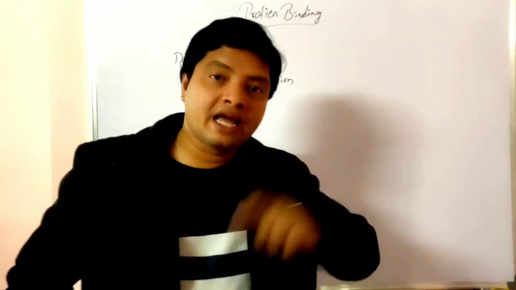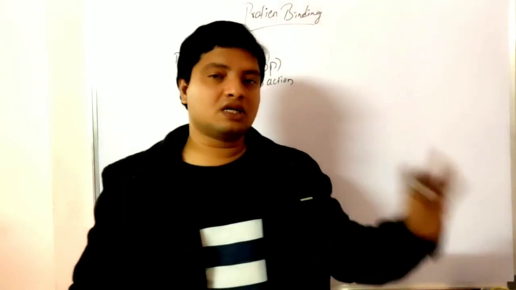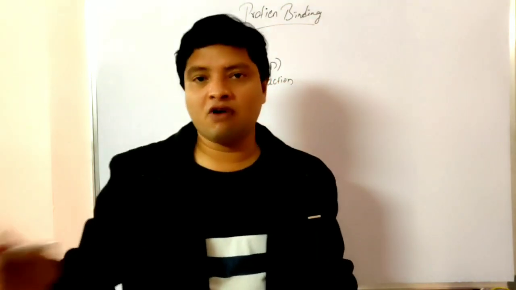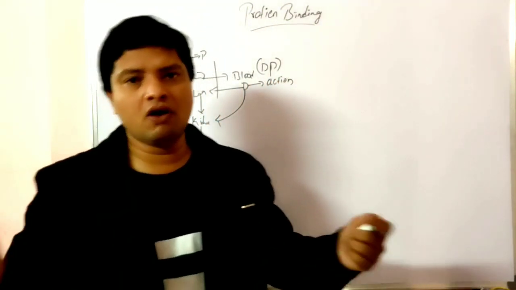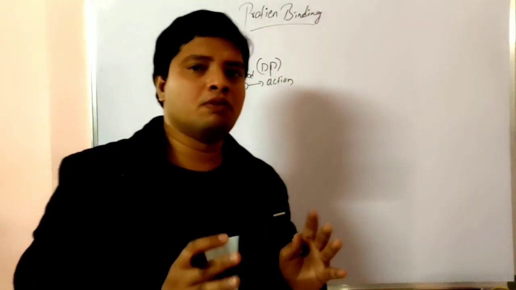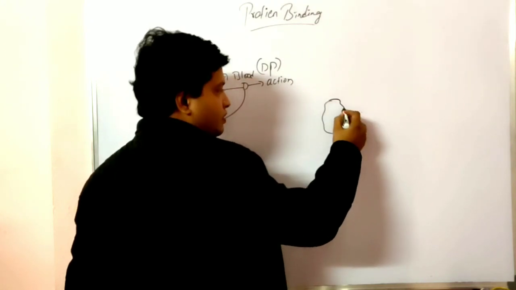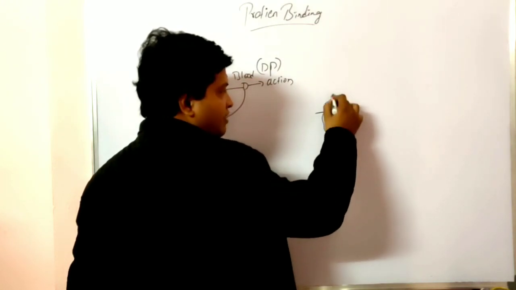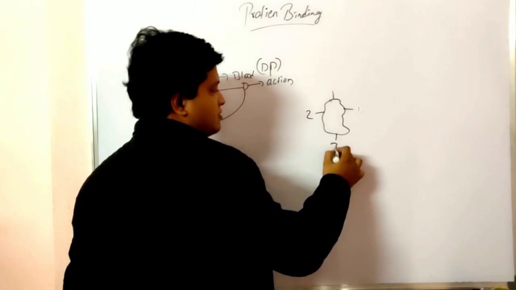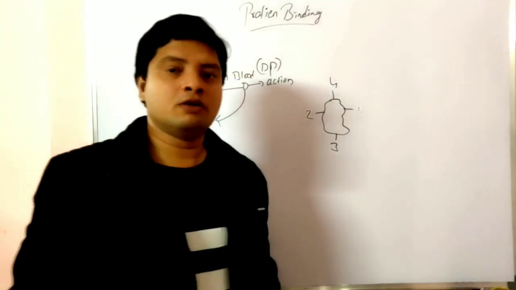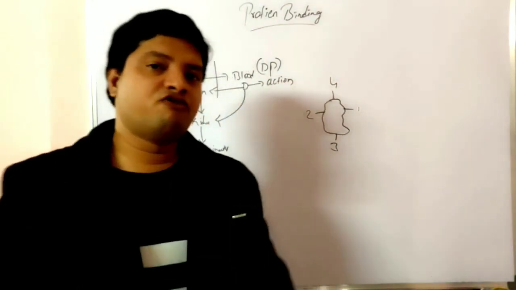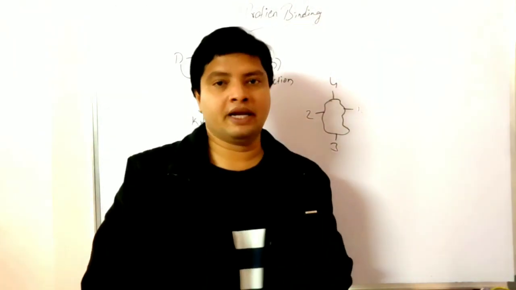In albumin, we have four sites for drug protein binding: warfarin, benzodiazepine, etc. We have four types of sites on albumin for the drug to bind. If this is the albumin, it has site 1, site 2, site 3, site 4 for the drug to bind. It means albumin can bind four drugs at a time.